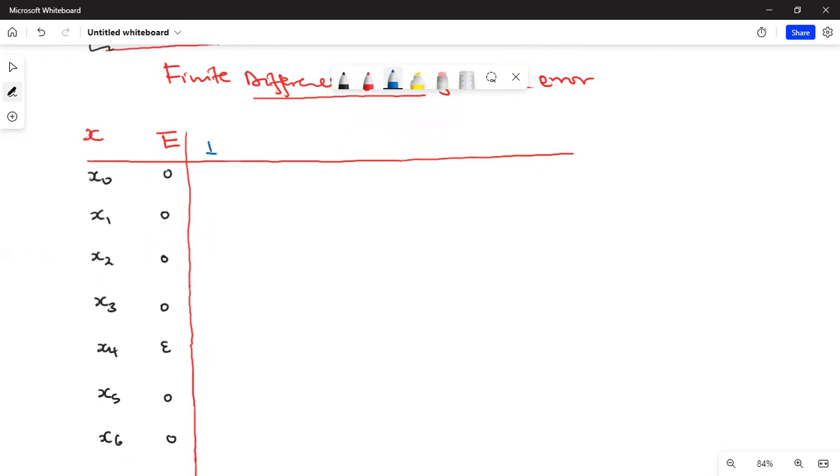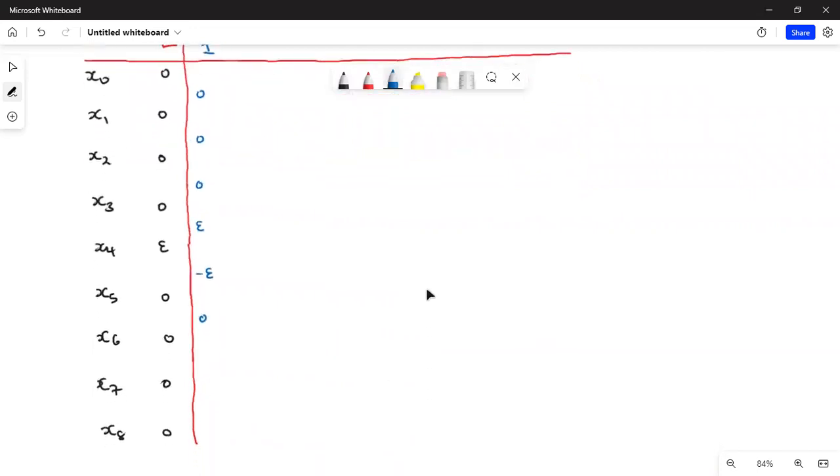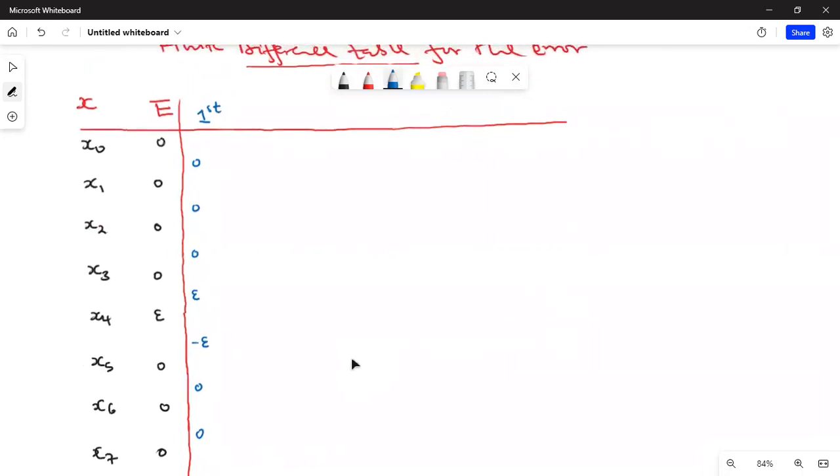For the first order difference. 0 minus 0 is 0. Again, 0 minus 0 here is 0. Here again, 0 minus 0. Epsilon minus 0, that's epsilon. 0 minus epsilon is negative epsilon. Here we have 0. Extend it. Here 0 minus 0 is 0. Again, here we have 0. That's the first order differences.